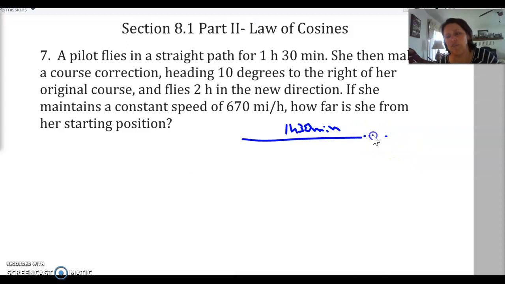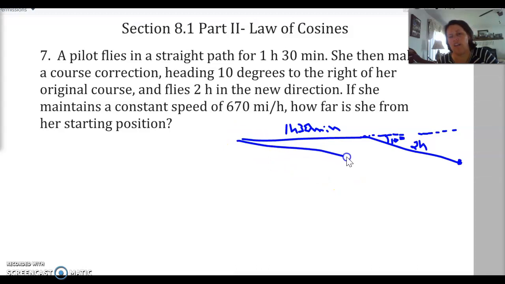So if she would have stayed on course, she would have continued this direction. But she turned slightly so that she is now 10 degrees off course. That's a little more than 10 degrees, but say this is 10 degrees off course. And now she's going to fly for 2 hours in a new direction. If she maintains a constant speed of 670 miles per hour, how far is she from her starting position? So we want to know what this starting position is right here, what this distance is. So let's call this distance x.